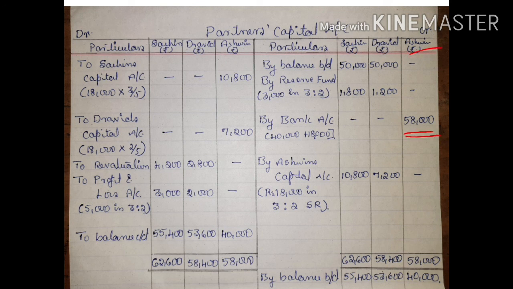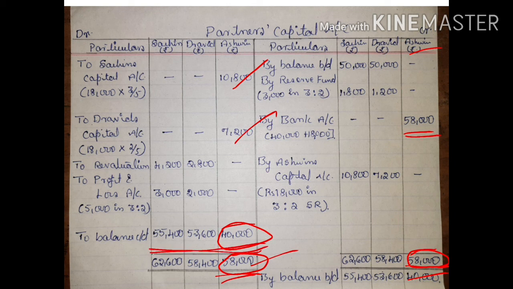Next, last, Ashwin's capital 58,000, only one item. So write down here 58,000. And next, afterwards write down here 58,000, same, this balance here also. And from this balance 58,000 deduct this 10,800 as well as 7,200. So next you will get the balance 40,000. So these are the closing balances of the capitals of all the partners.